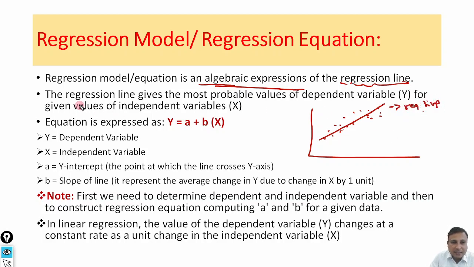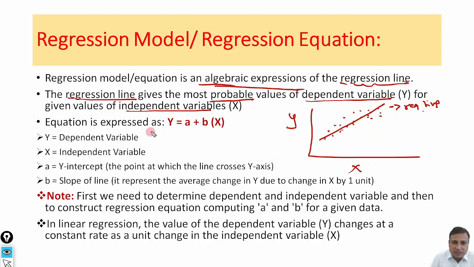And that regression line gives the most probable values of a dependent variable y for the given values of independent variable x. How does it work? That also we are going to discuss using one example in a few upcoming slides, when we demonstrate how we can construct the regression model and how to use a scatter plot to construct the model.